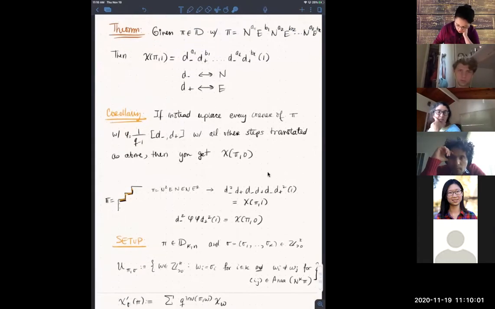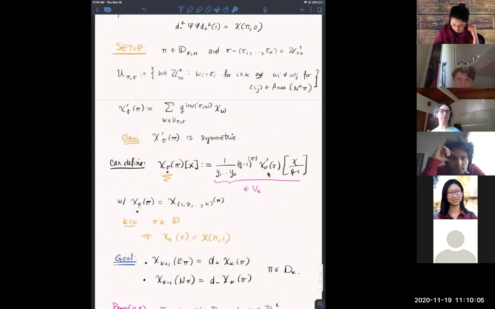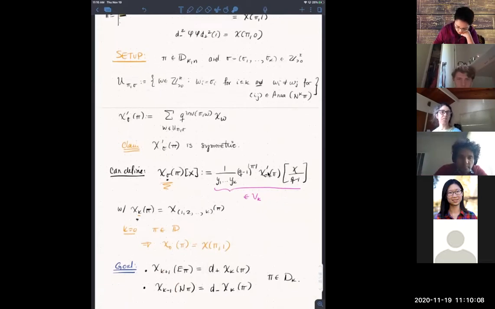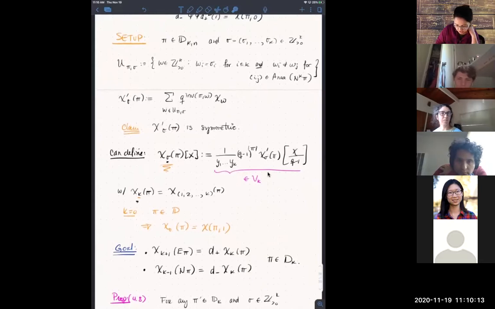Okay, so our goal was to prove this. The way we're going to prove it reduces to showing that these symmetric functions that we defined, these chi primes, which are almost the same as the chi's we had before except we're indexing over a different set, not over any word but over words that satisfy these conditions, this u pi sigma.